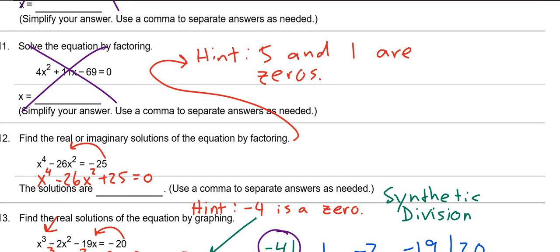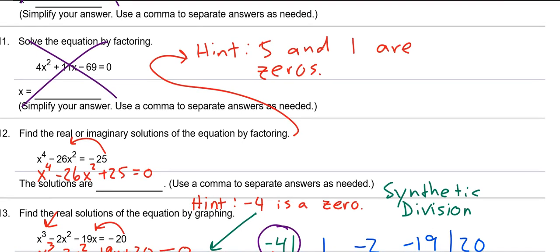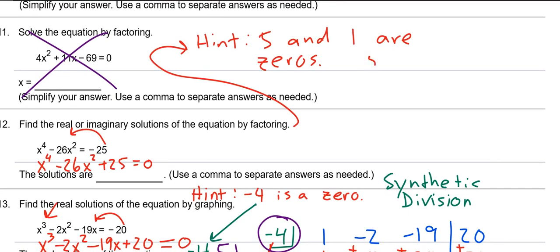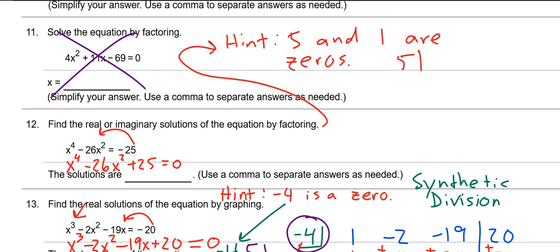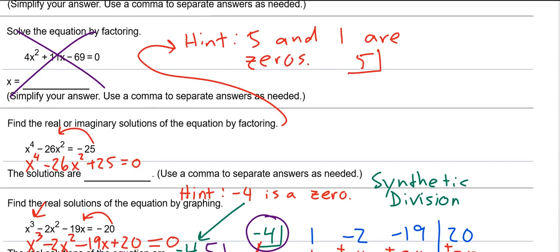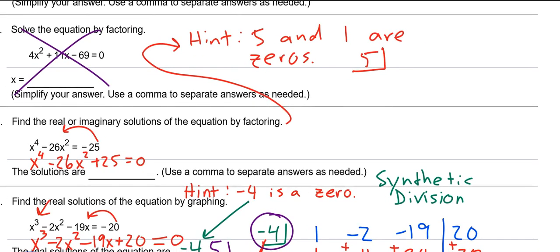So I want to show you, yes, we're going to do synthetic division. There's something tricky about this one, though. So we're going to start with 5. Come on, don't be moving on me. But we got to be careful. My coefficients are 1, 0, -26, 0, and 25.